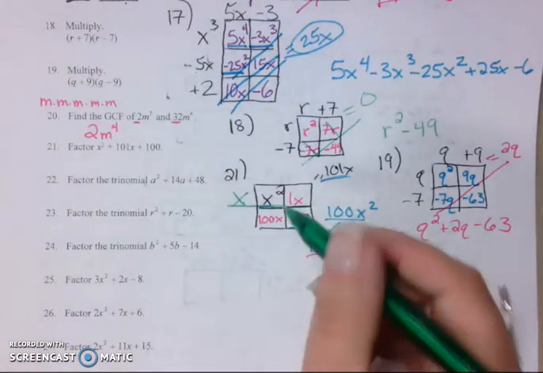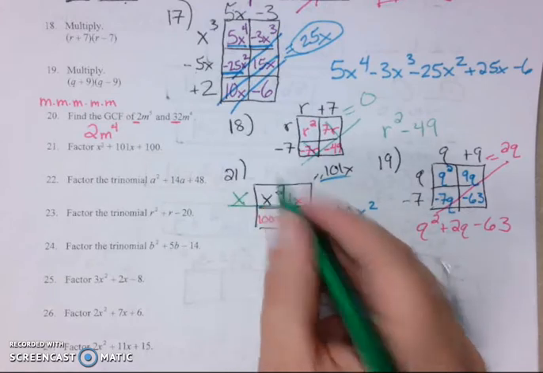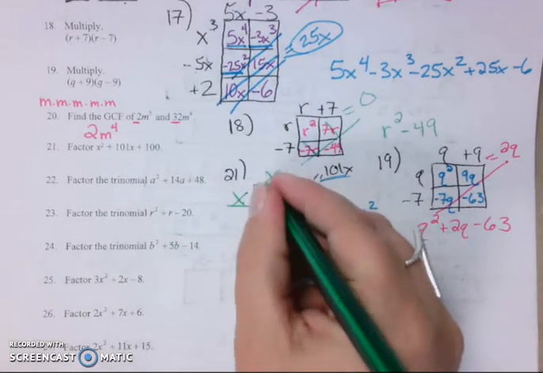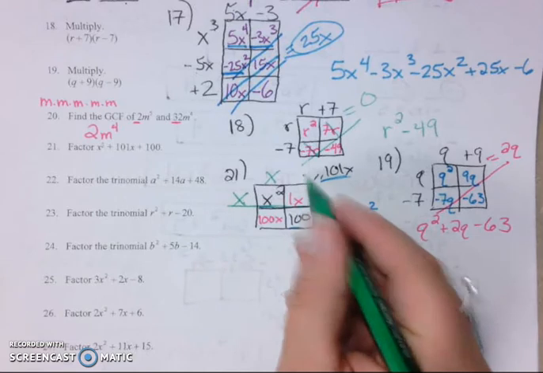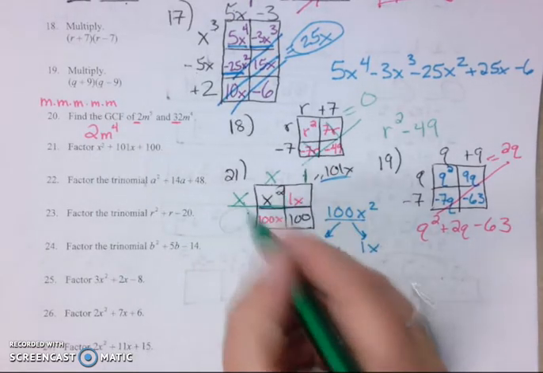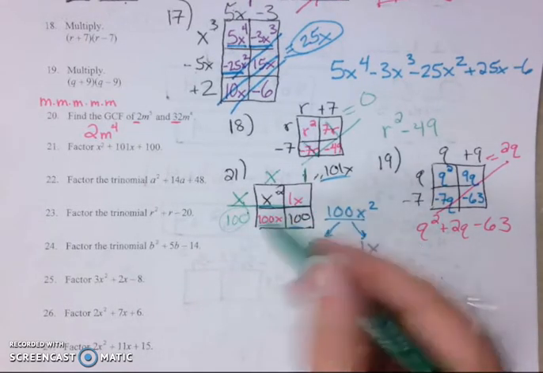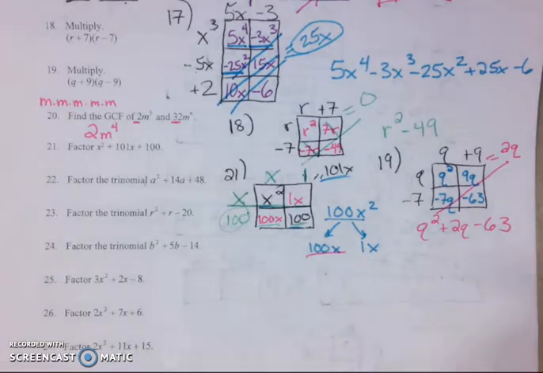And I fill the outside like we did the box method with multiplication. X times what is x squared? X times x. And x times what here gives you 1x? Well, times 1. And this x times what here gives you 100x? Times 100. And you can see 1 times 100 is 100. So I know I did that right.